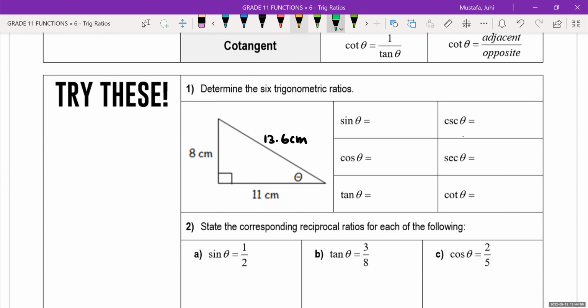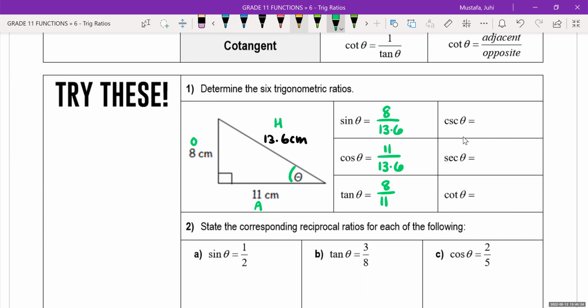For sine theta, we have theta over here, which means this is opposite, this is adjacent, and this is the hypotenuse. So sine theta is just going to be 8 over 13.6. Cos theta is going to be 11 over 13.6. And tan theta is going to be 8 over 11. So really, this is the stuff we have been doing for a long time. Let's just get through this question, then I'll answer your question.